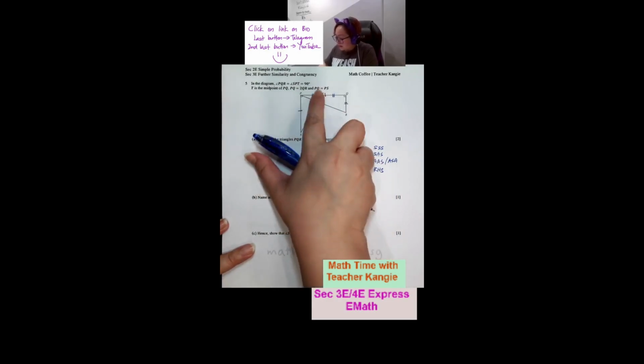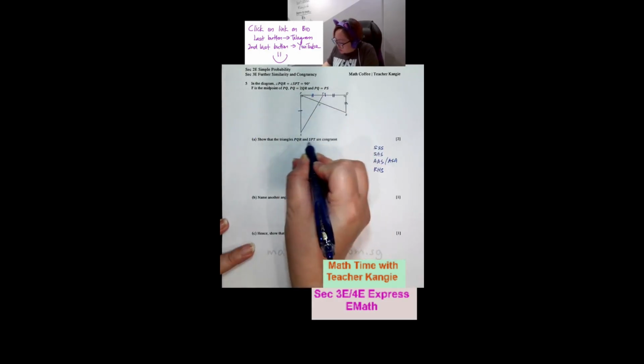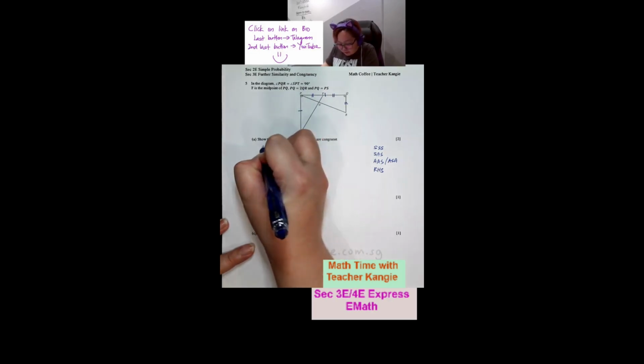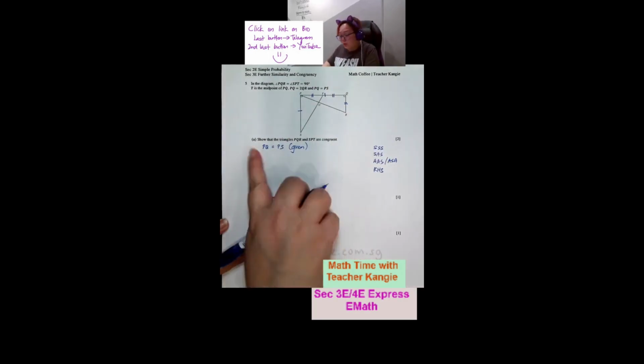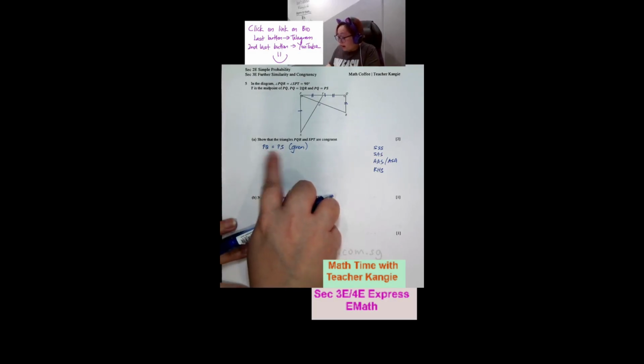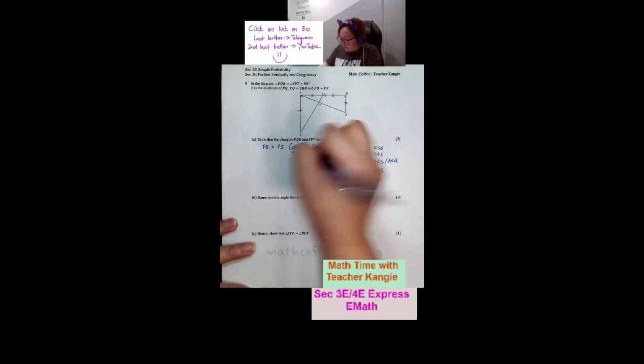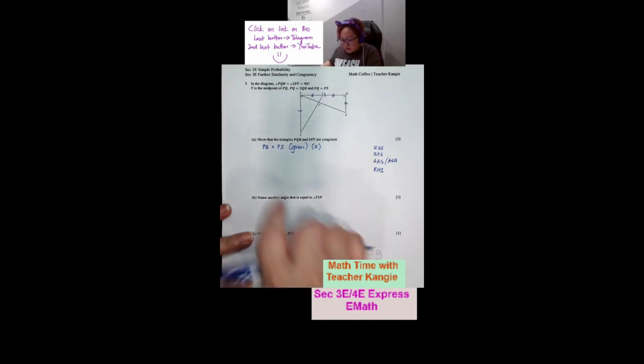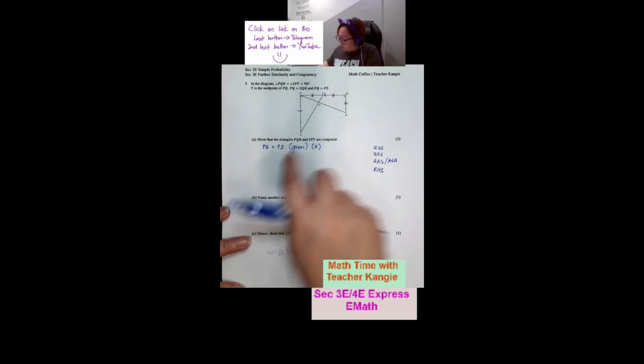We know that PQ is the same as PS. So we just write PQ is equal to PS. That is given. Sometimes the reason is because they give us that information, that's why we just write the reason as given. So I have one S already. Okay, then what else do we have?